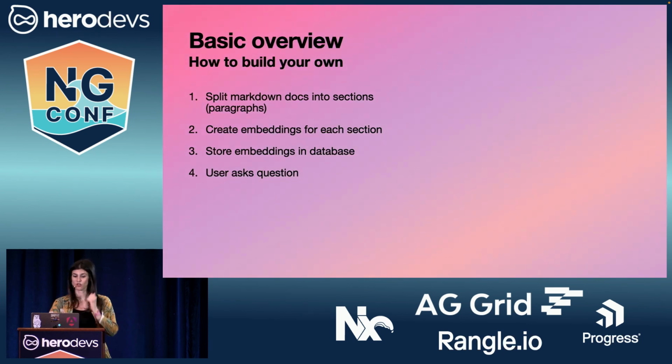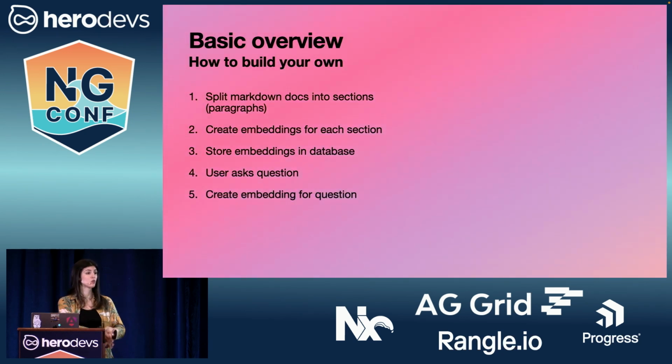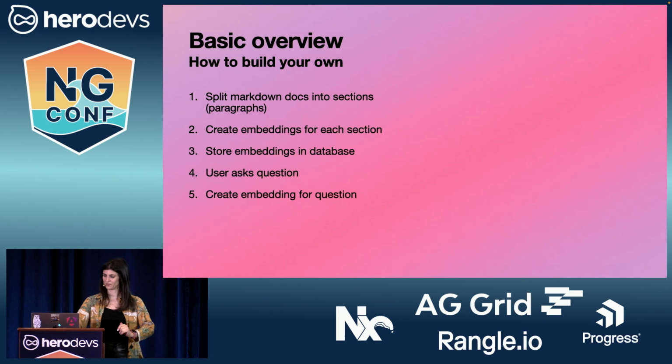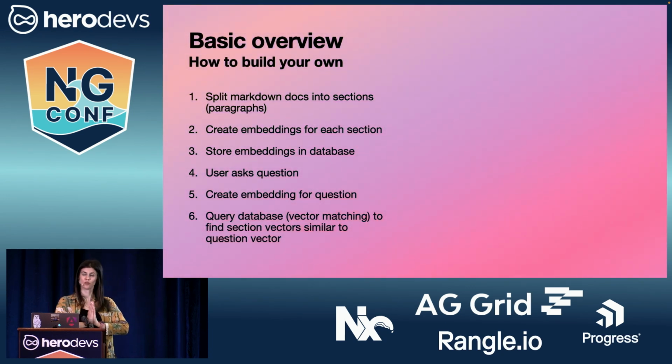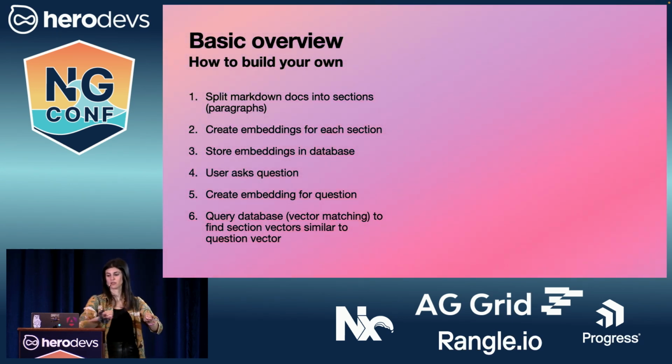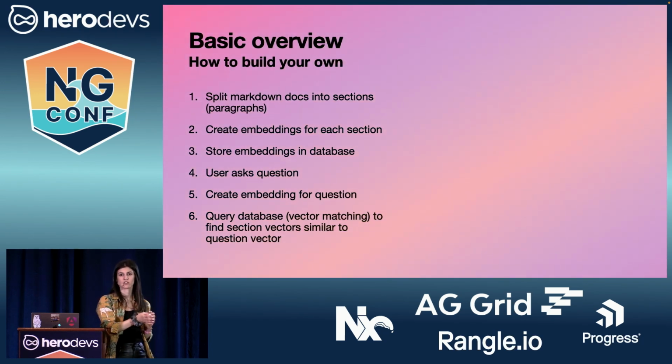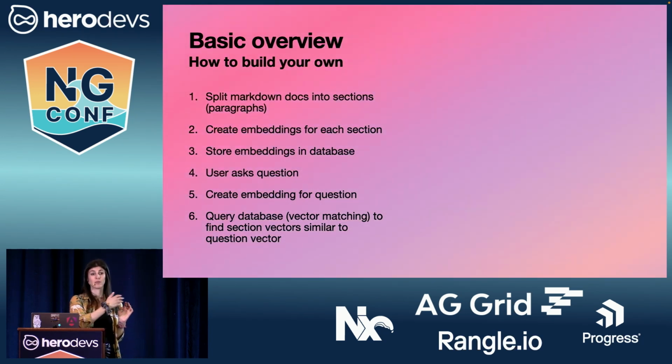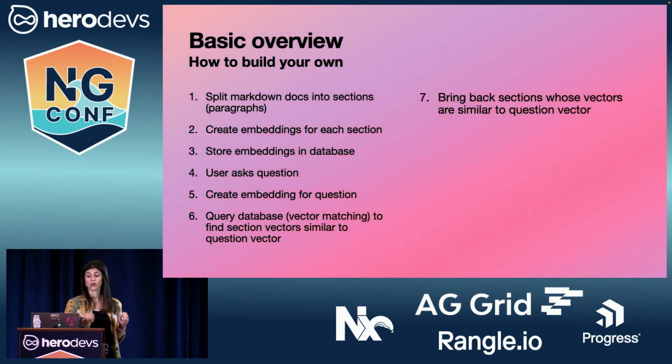Then the user asks a question. You create an embedding for this question. And what you do is you query your database to find sections similar to the question vector. So you have a vector for the question that was asked, and you have all the vectors stored in your database. You do vector matching. You use Postgres, for example the pgvector library, to fetch back similar results from your documentation. Then you bring back the sections that match the embedding.